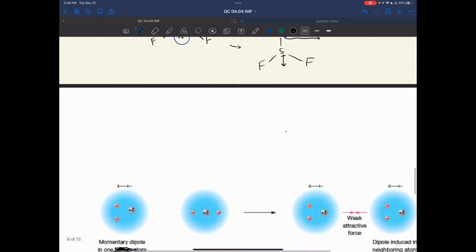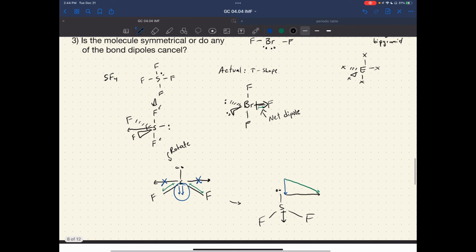All right. So both of these have net dipoles, so they can dipole-dipole. So they'd have pretty strong intermolecular forces, we would estimate.